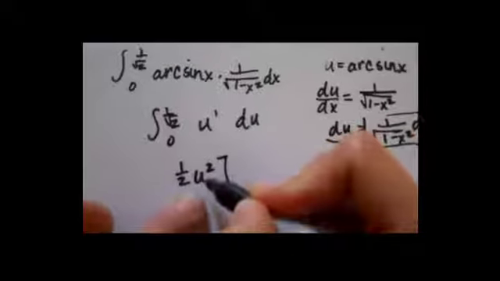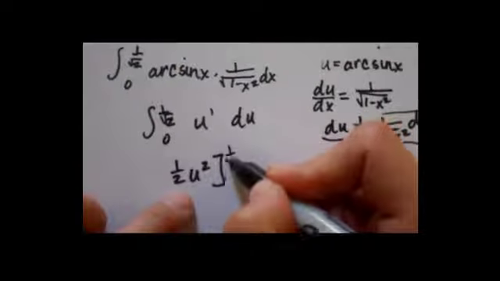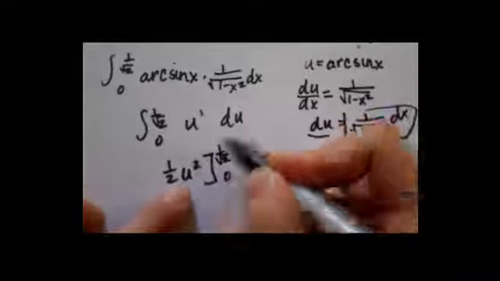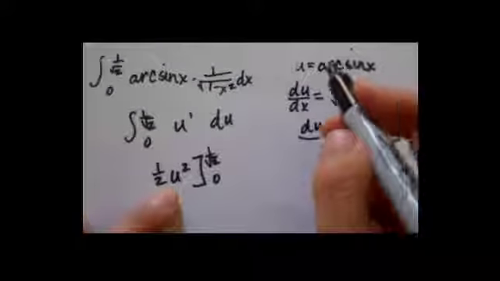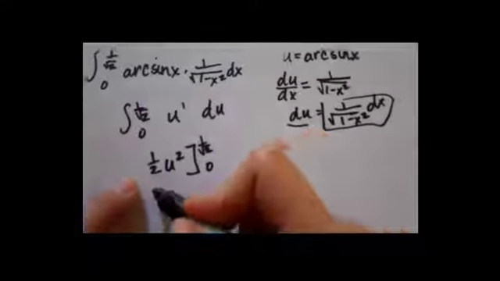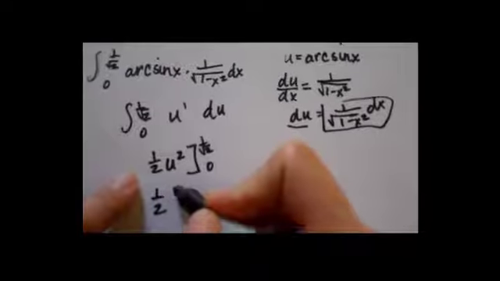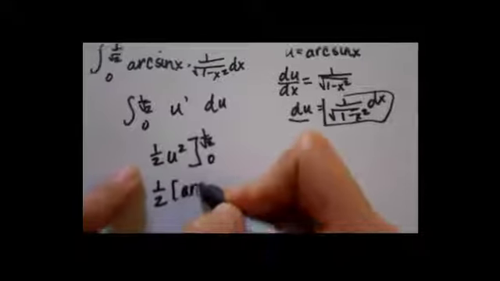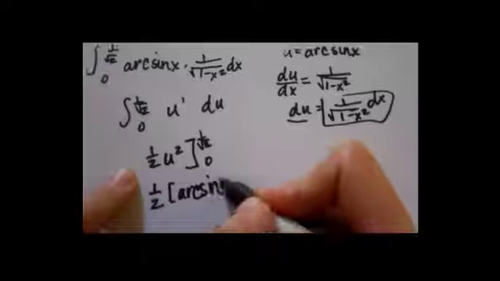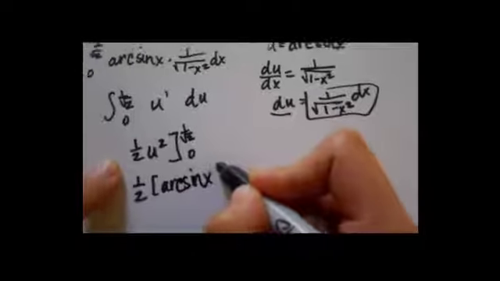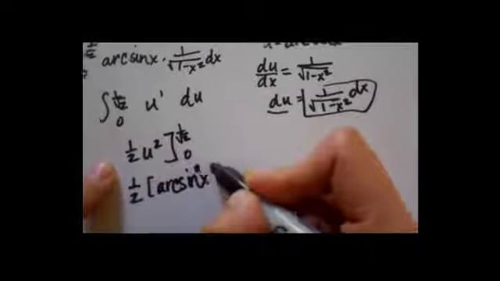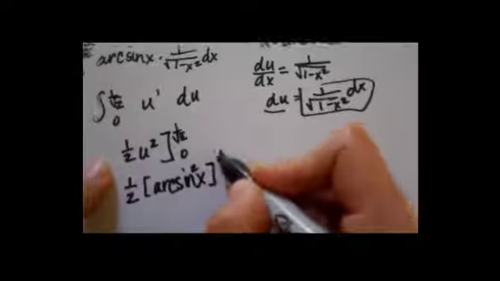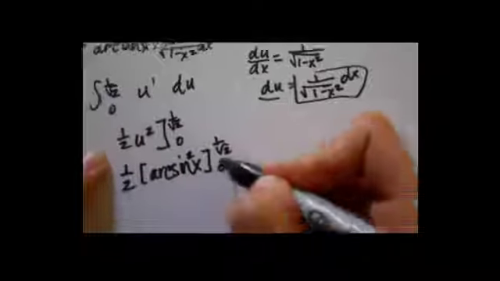So here, don't forget, I do have this 0 to 1 over the square root of 2. This is where, though, you need to put your u back out and sub in what it's equal to. So this is all arc sine of x, and then squared, so I'm going to put a squared right here, and then from 0 to 1 over the square root of 2.